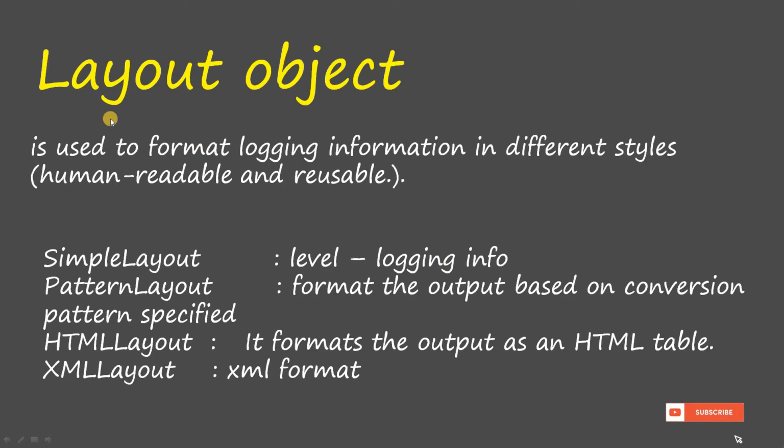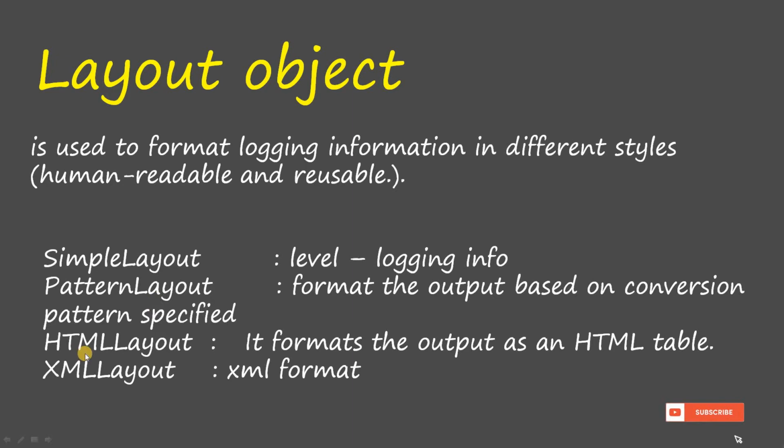Now guys, the next object is the layout object. This object is used to format logging information in different styles. Log4j provides multiple layout objects, like simple layout. It captures your logs with the level, a dash, and your message, where the level is info, debug, warn or error. Then pattern layout formats the output based on the conversion pattern. We'll see this one in the demo section.